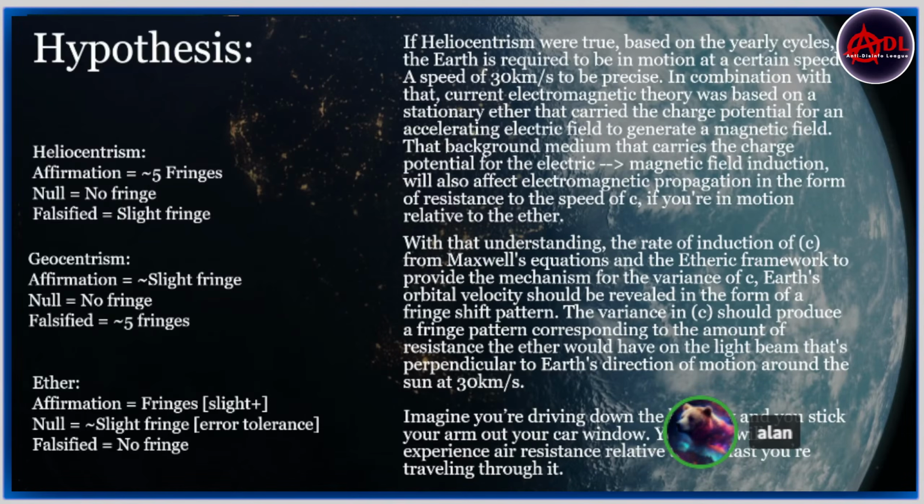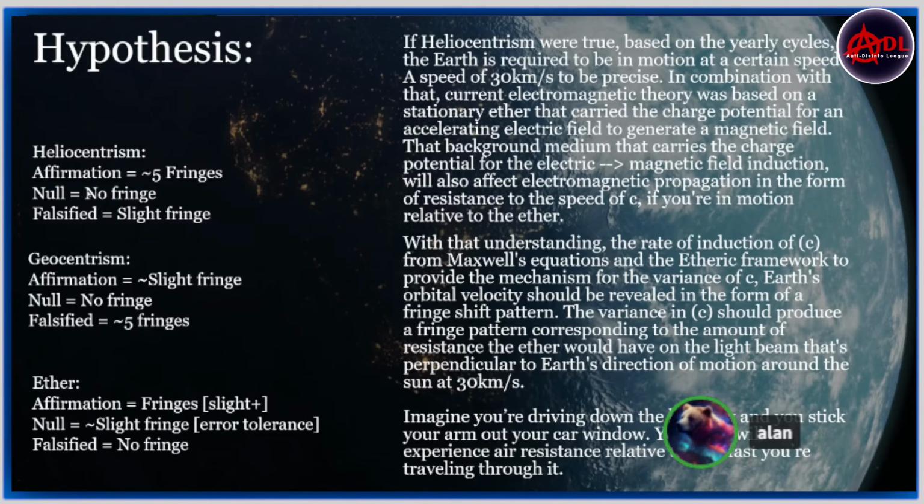So same exact concept that they were proposing here. For heliocentrism, to affirm the theory, to provide positive evidence for it, they surmised that they would need 5 fringes to get positive confirmation for the 30 kilometers a second. So each fringe would be equivalent to 5 kilometers a second in their scale.